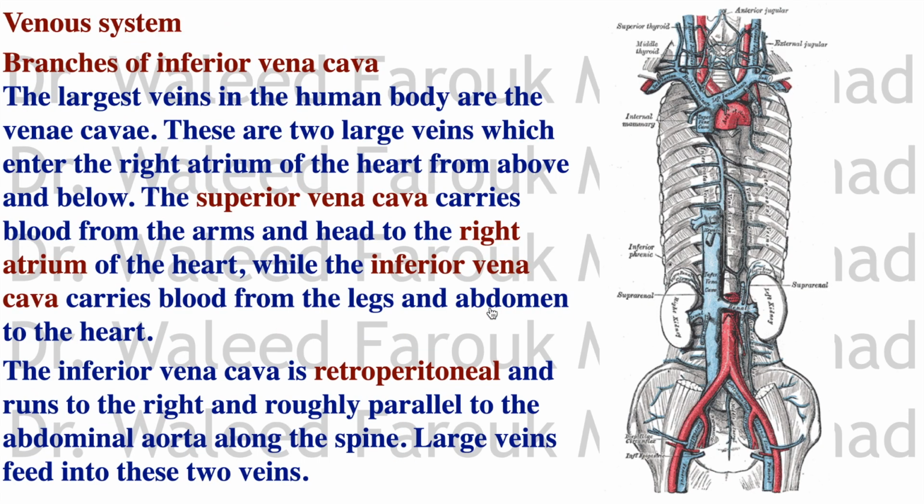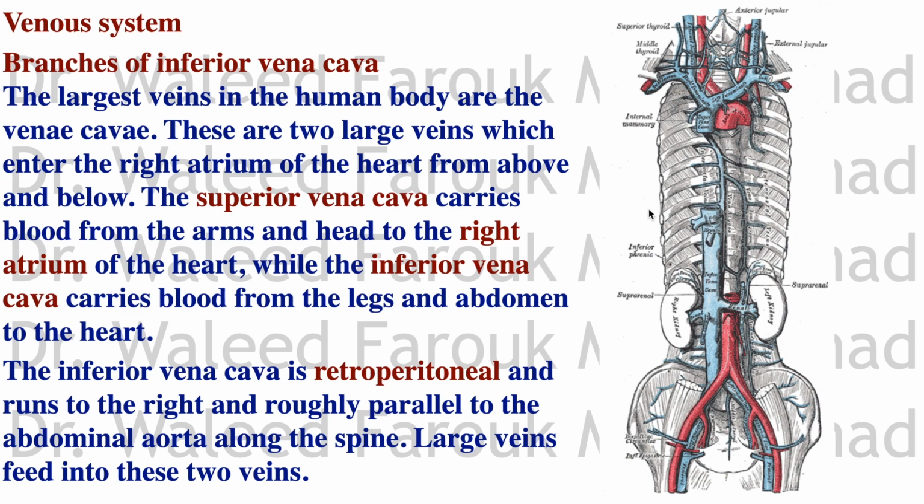The venous system branches, of course. The biggest vein here, the inferior vena cava, drains into the right atrium of the heart. The largest veins are the venae cava, the superior and inferior vena cava. The superior vena cava carries blood from the upper part of the body, from the arms and the head, to the right atrium, while the inferior vena cava carries blood from the rest of the body below the heart to the right atrium of the heart.